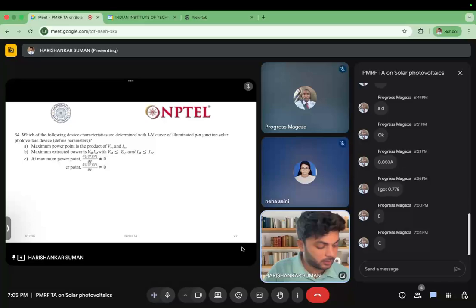This is the next question for you. Which of the following device characteristics are determined with the JV curve of an illuminated PN junction solar photovoltaic device? Maximum power point is the product of VOC and JSC. Is this correct? Maximum power is Vm times Im, which is less than VOC and JSC or ISC. At maximum power, the differentiation with voltage is 0, the product of I into V, not 0.